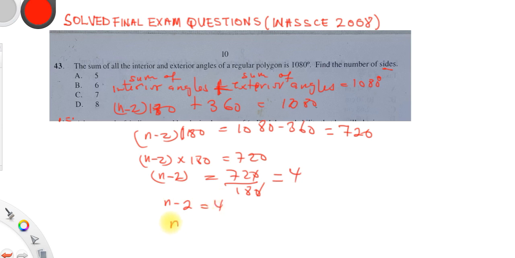We make n the subject, which is 4 plus 2, which is 6. So it means that the polygon has 6 sides. We were asked to find the number of sides, so the correct answer is B, which is 6. Okay, guys, I hope you are enjoying that.